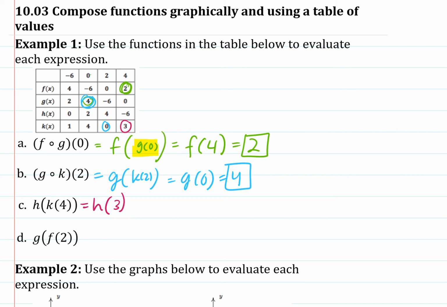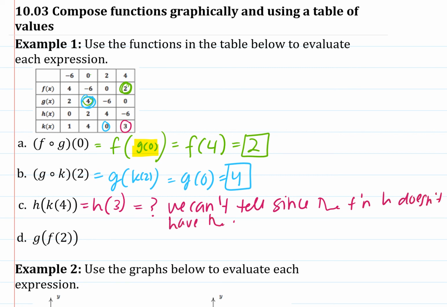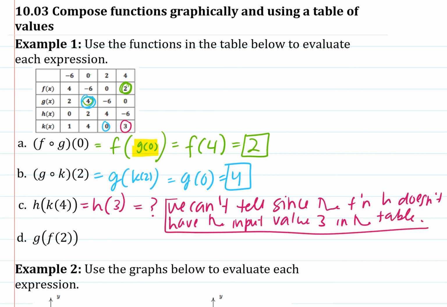And h of 3, I don't know. We aren't sure, since the function h doesn't have the input value, or the x value, 3 in the table. So that's actually our answer. We cannot use this table to evaluate h of k of 4 because k of 4 is 3 and we don't know what h of 3 is.